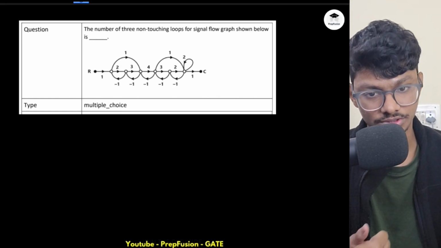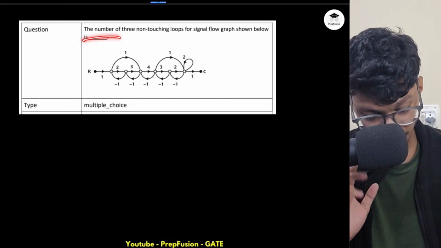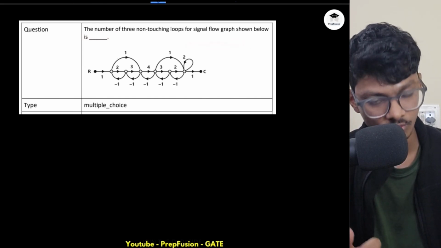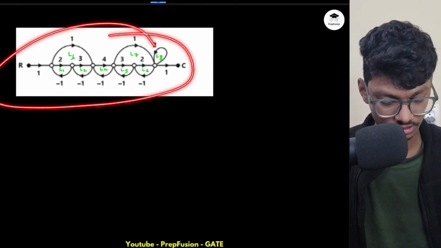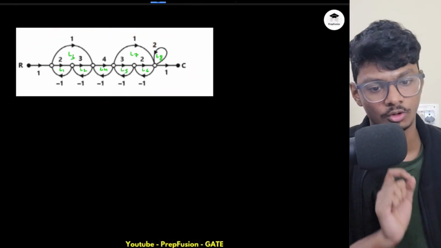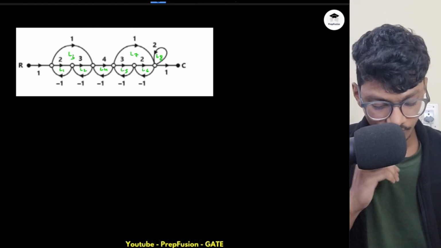Let's solve this question. We have to find the number of 3 non-touching loops for the signal flow graph. This is a common data question. I solved the number of 2 non-touching loops in the previous question. So now we'll solve the number of 3 non-touching loops. How will you solve this?